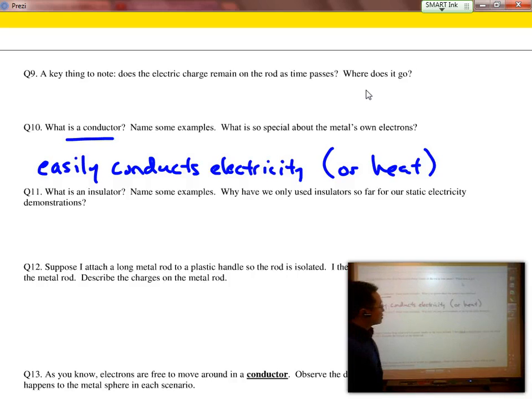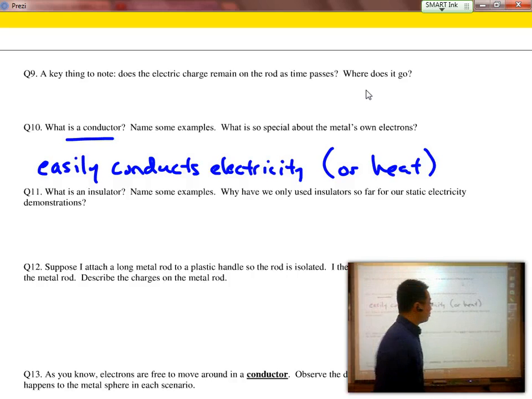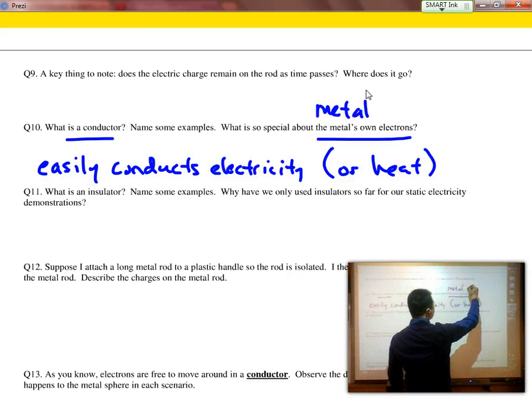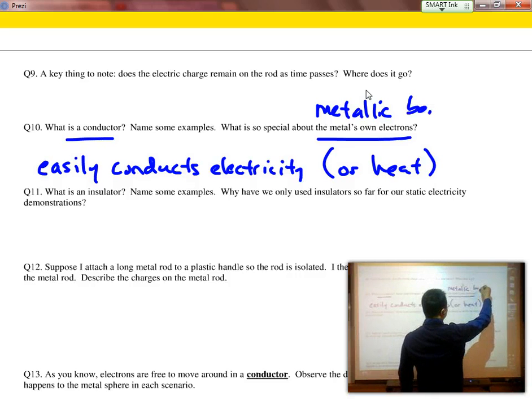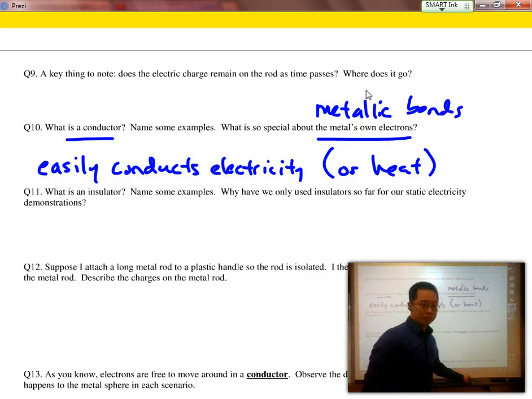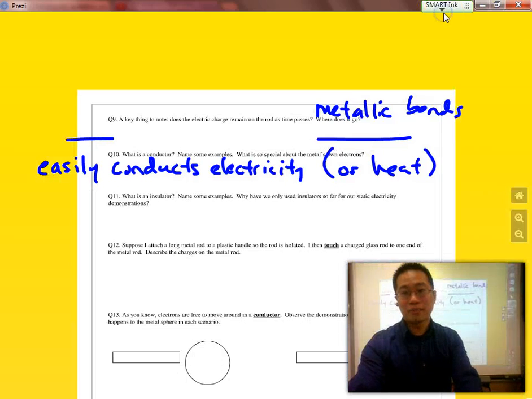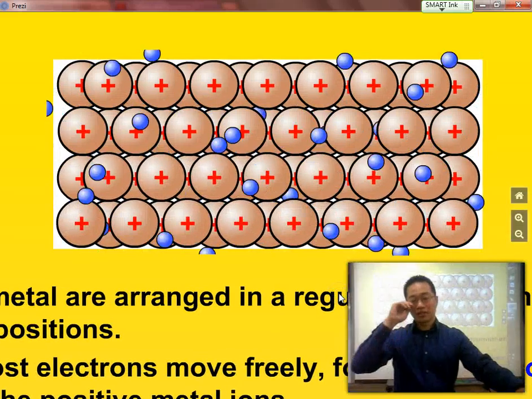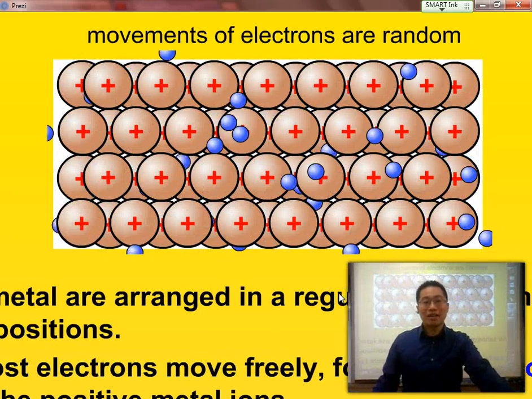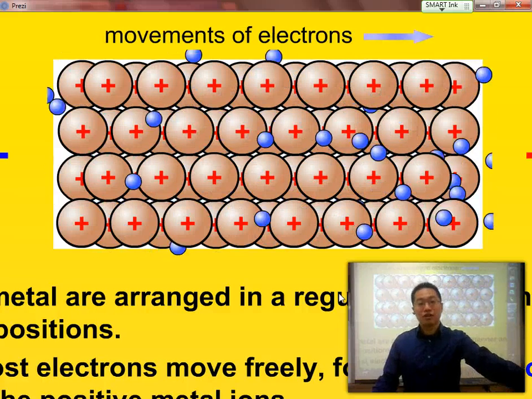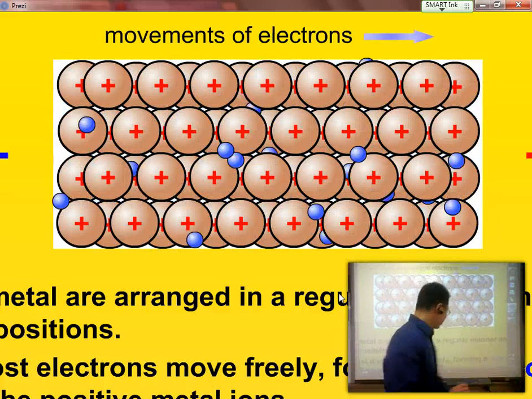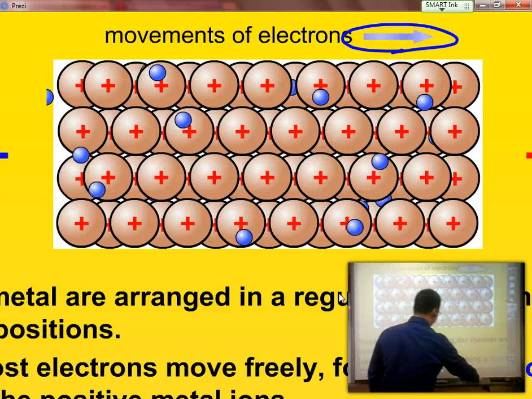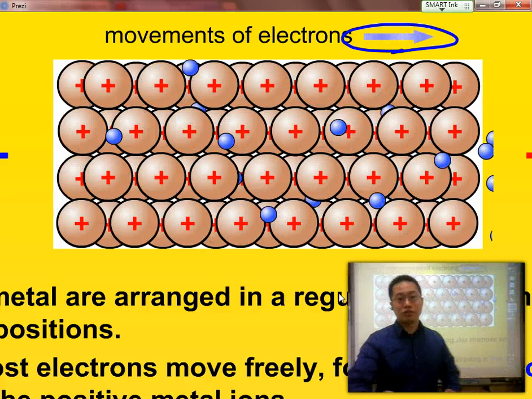But the reason it conducts the electricity so easily is because of what you guys have learned about metallic bonds in chemistry. Mainly that in metallic bonds you have a sea of electrons. The electrons are freely able to move around, and when they are directed by some sort of electrical field, which we'll learn more about later on, those electrons will easily move from one place to another.